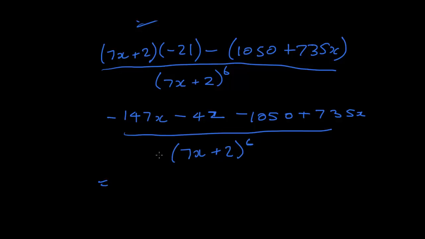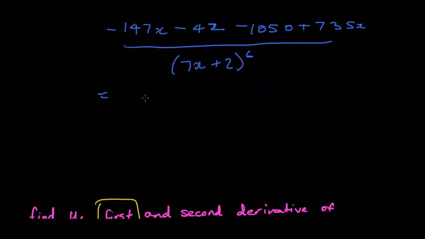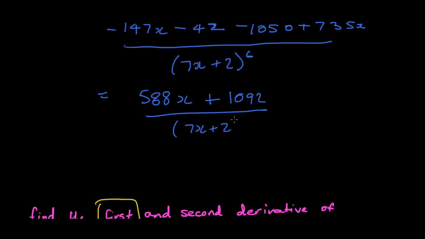And then we can simplify this even further. Okay, so I'm just going to put this into my calculator and see what I get. I would get 588x plus 1092 over (7x + 2) to the power of 6. And now, really, you can just factorize this one more time.